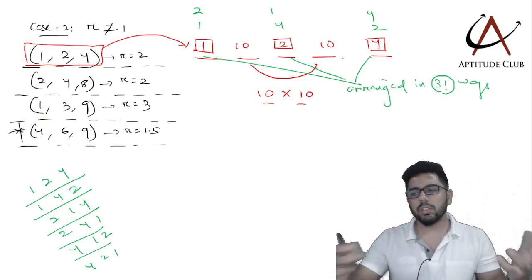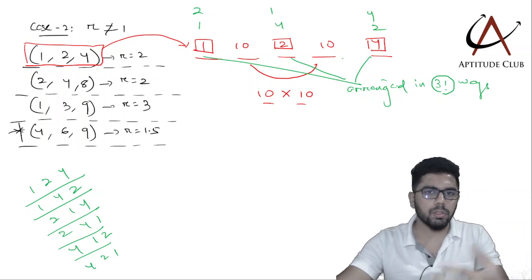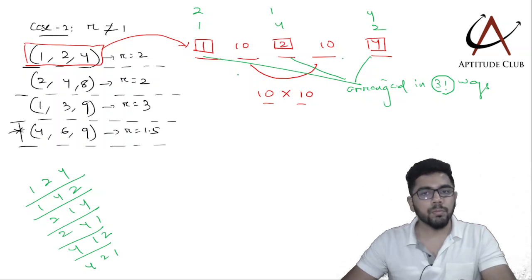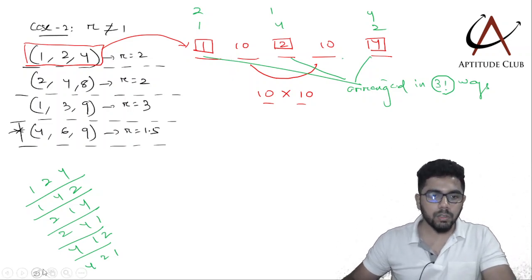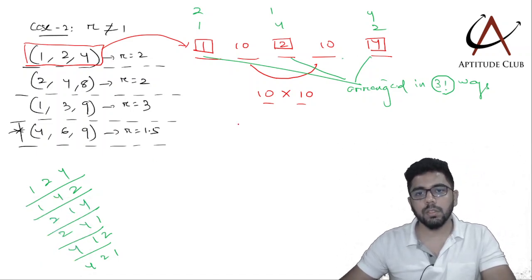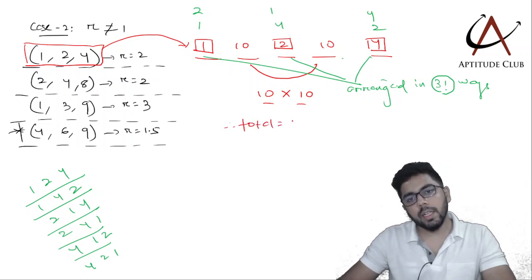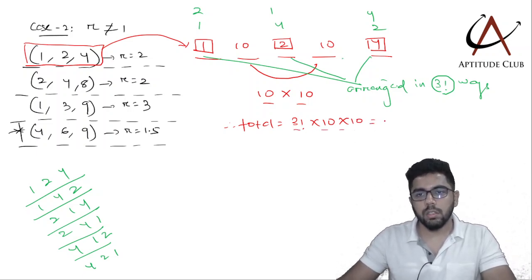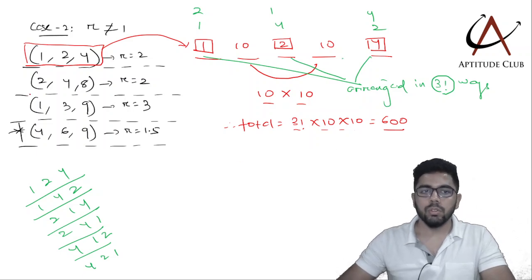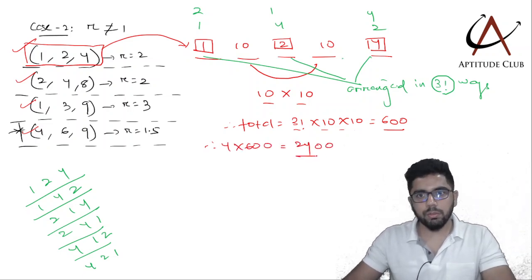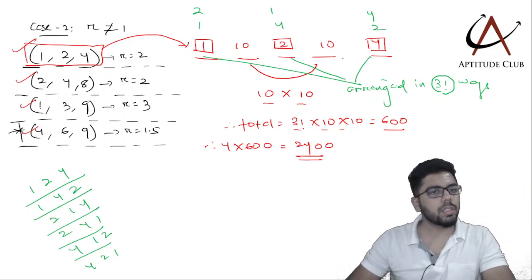In the previous case, because all the digits were same, you cannot change the order really, because it will give you the same result every time. Here the digits are different, so if you change the order, you will get a different number. So the middle digits can be filled in 10 into 10, 100 ways, and the 3 digits that you have selected can be arranged among themselves in 3 factorial ways. Hence total, I'll get 3 factorial into 10 into 10. So you get 600 for one case. So I have 4 such cases. Hence 4 into 600. You will have 2400 numbers, because every case will give you 600 numbers.